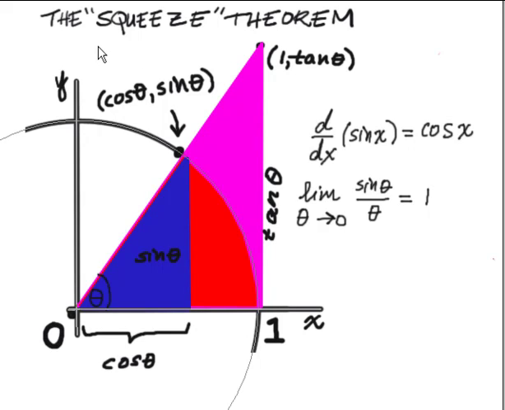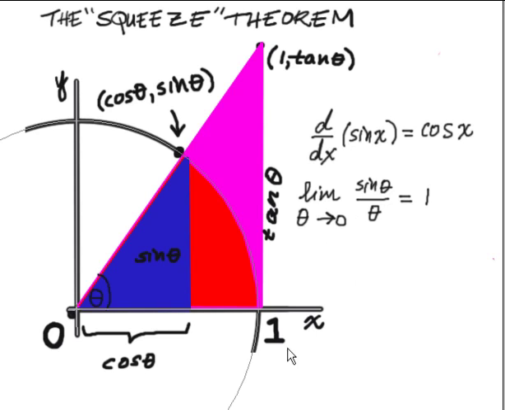We are demonstrating a theorem called the squeeze theorem, which is used to show that the derivative of sine x is cosine x. And here is the squeeze theorem right here. It says that we have the following limit: the limit as theta goes to 0 of sine theta over theta is equal to 1. Now the proof of this theorem is geometrical, and it's based on this diagram.